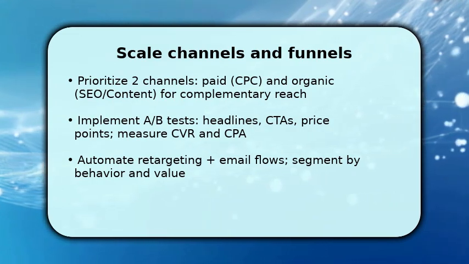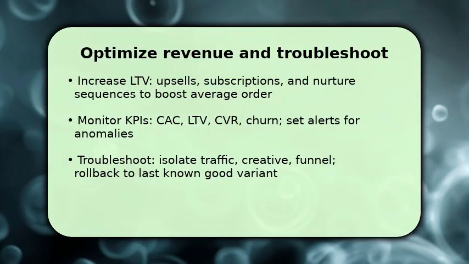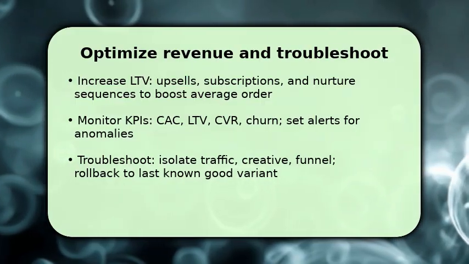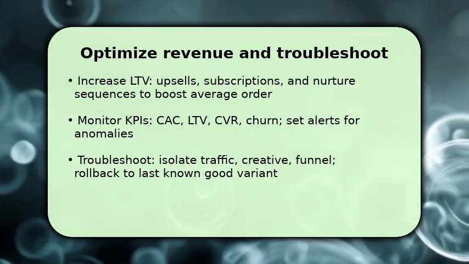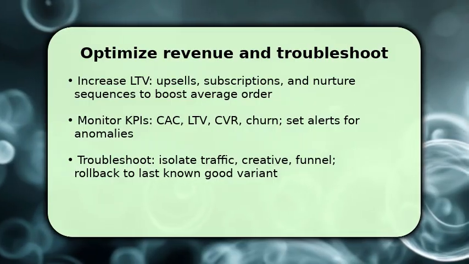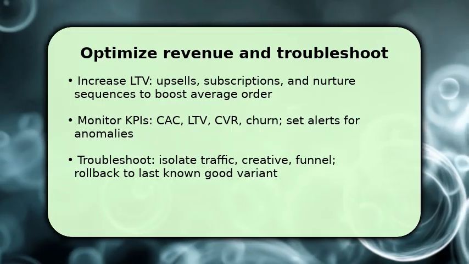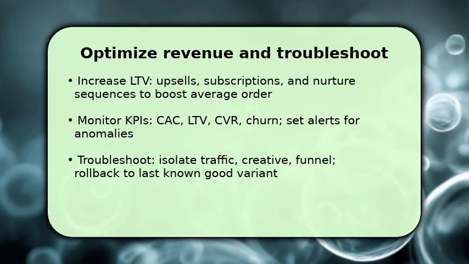Finish by maximizing revenue per customer, add upsells, subscription options, and longer nurture paths to raise lifetime value. Monitor key metrics, CAC, LTV, conversion rate, and churn so you spot problems early. If performance drops, isolate variables, traffic source, creative, landing page, or checkout, then roll back to the last known good variant and run a controlled experiment to confirm fixes.